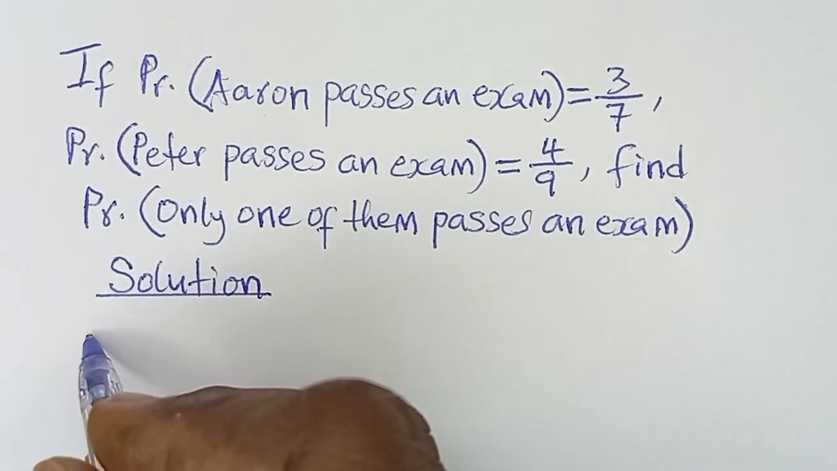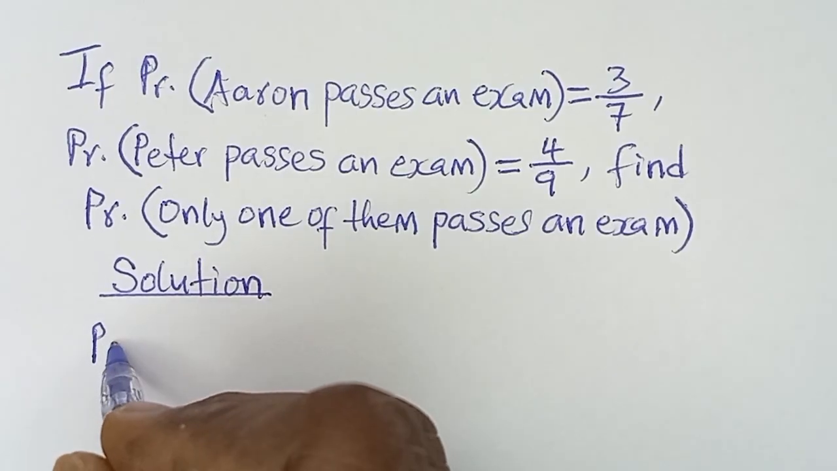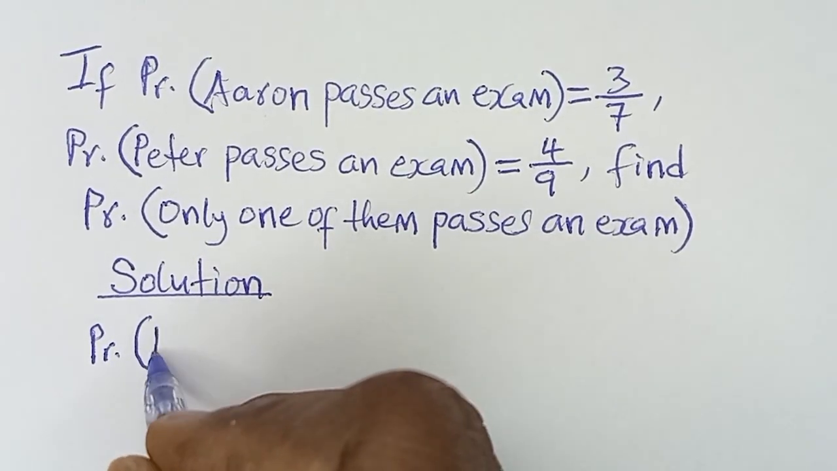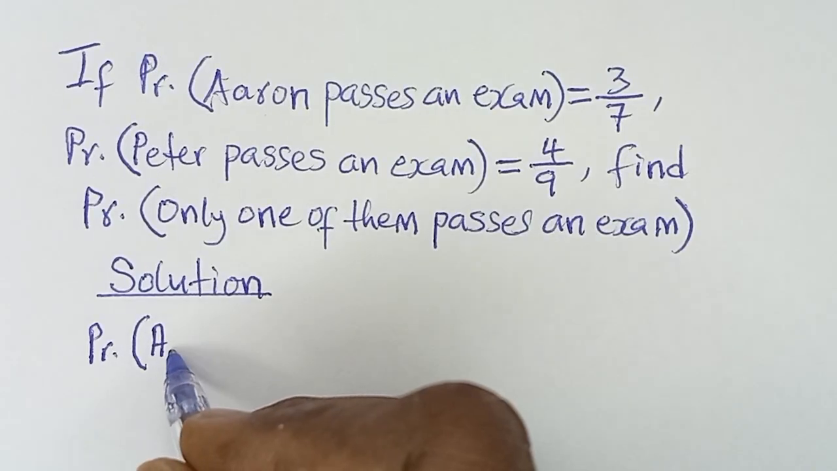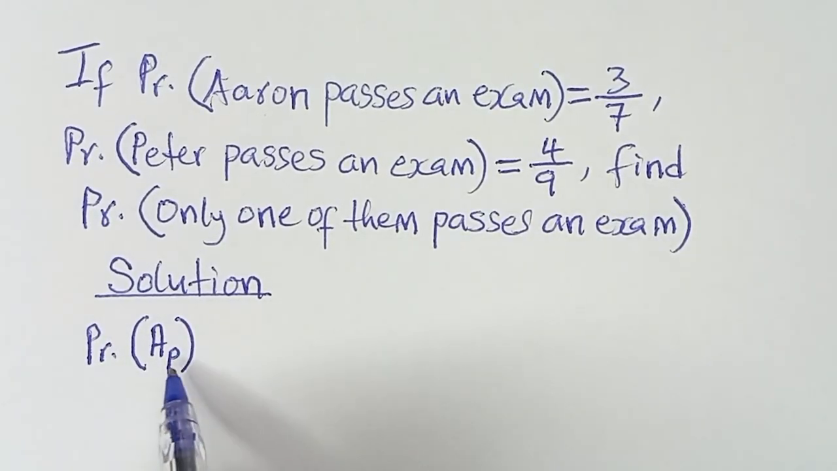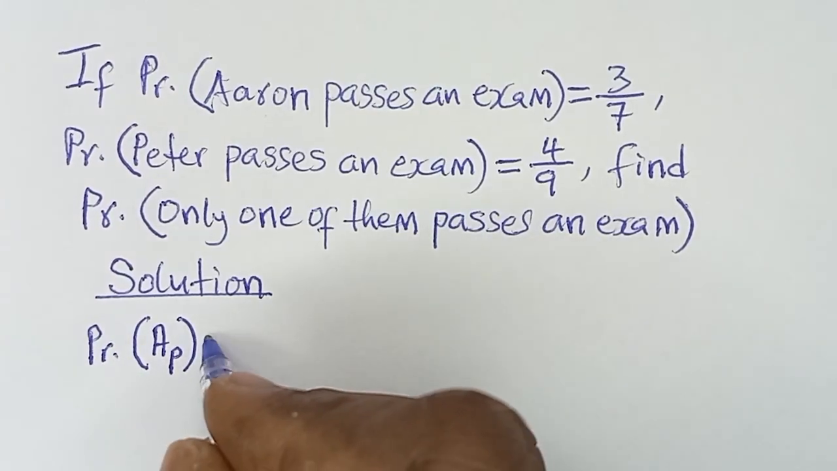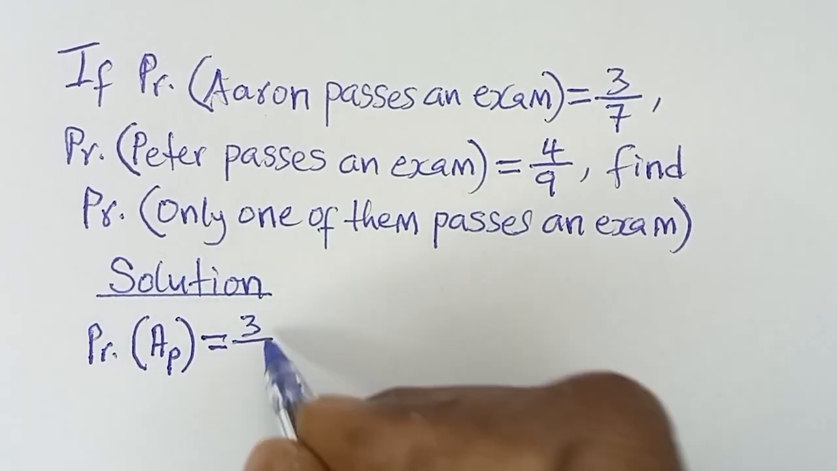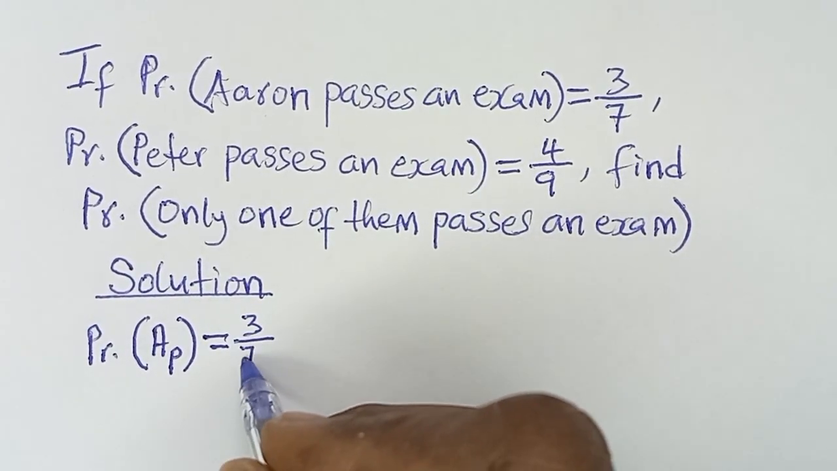So let me write down the probability that Aaron passes. I'm using this to represent Aaron passes: A is for Aaron and P for passes. So the probability that Aaron passes, as given in the question, is 3 over 7.